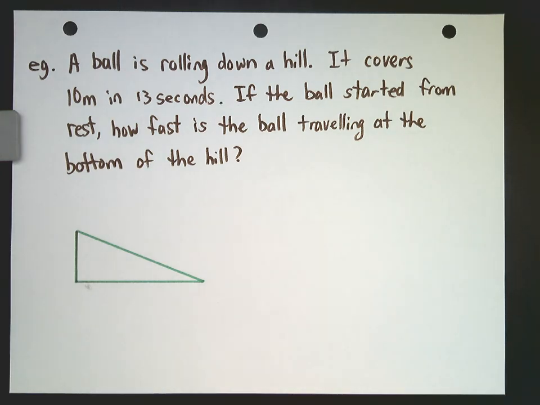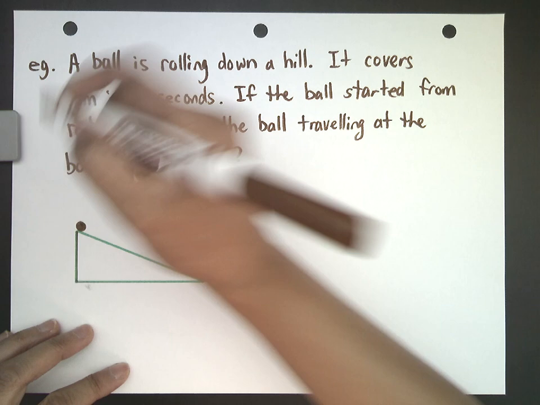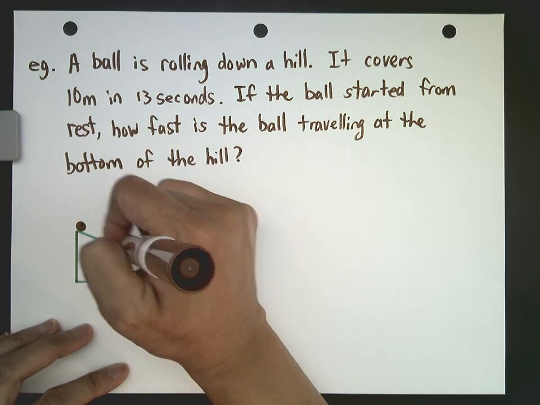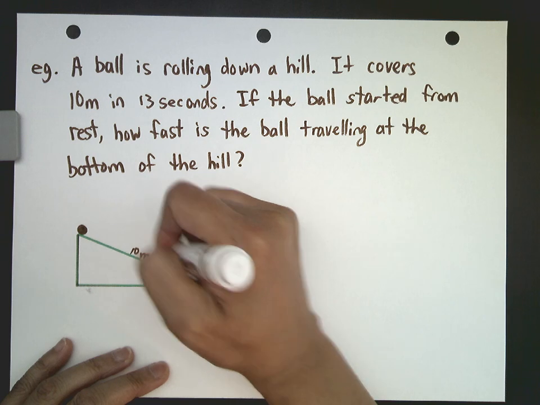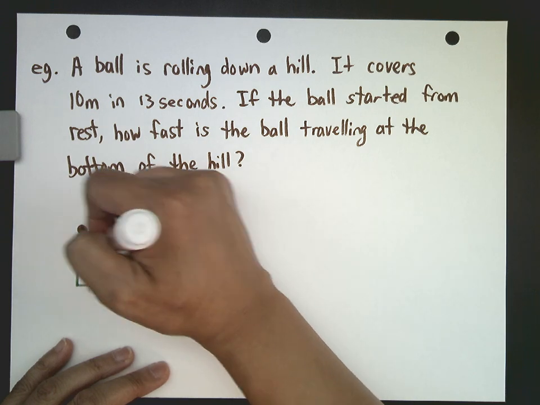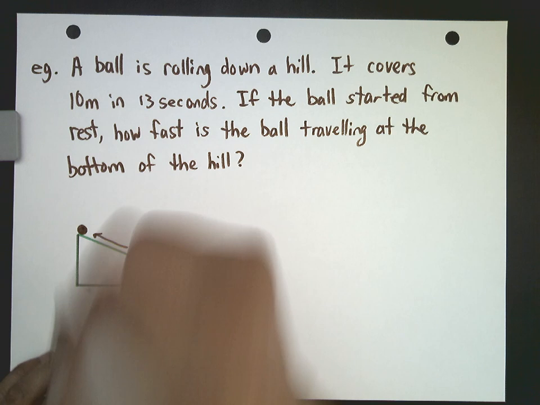And that will help you limit which equation you should use. All right, we have our first example. We have a ball rolling down a hill and it covers 10 meters in 13 seconds. So I've got my ball and the hill is 10 meters long and it takes 13 seconds to get to the bottom.